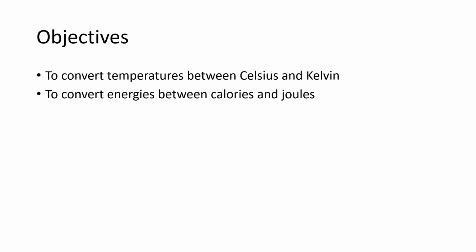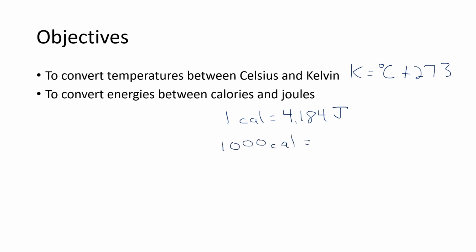Circling back to our objectives, in this section we learned how to convert temperatures between Celsius and Kelvin. Temperature in Kelvin is equal to our temperature in degrees C plus 273. And then we learned how to convert between calories and joules, where we found that 1 calorie is equal to 4.184 joules. And we also saw that 1,000 scientific calories are equal to 1 food Calorie, and the food Calorie will be written with a capital C.